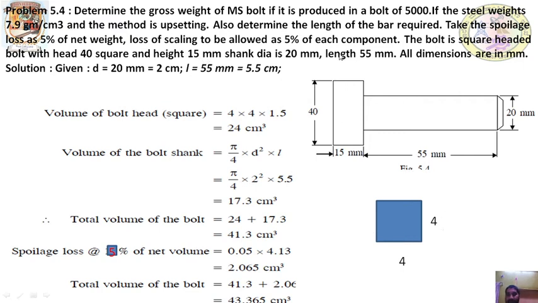So the volume of the square headed portion will be length into breadth into thickness, 4 into 4 into 1.5 centimeter. There are two portions: one is the head portion, another one is the shank portion. First you need to find out the volume of the total bolt.